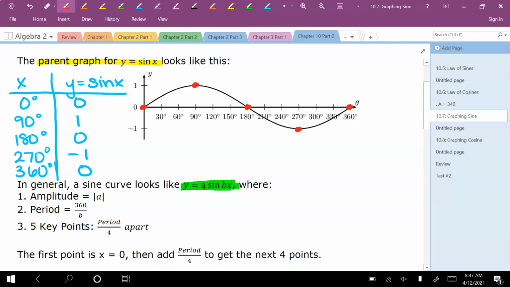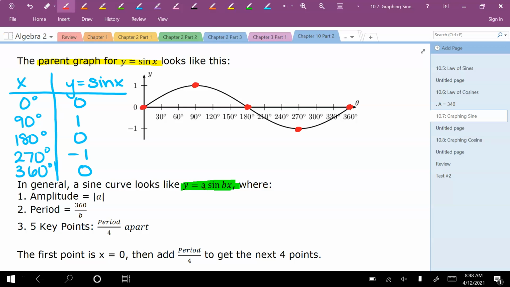And then you have bx in the actual sine function. Okay, so what do these pieces mean? We have something called amplitude, which is the a value, and its absolute value. So whether it's positive or negative in the front, when we talk about amplitude, it's going to be a positive number. Amplitude basically tells you how far from the x-axis you're going. Are you going up and down 3, up and down 2?